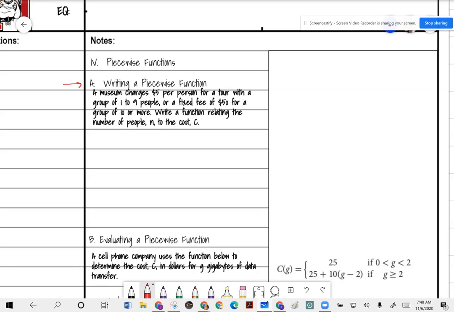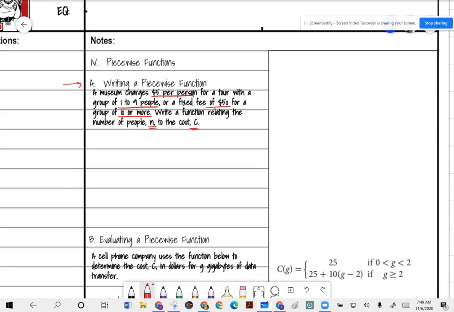A museum charges $5 a person for a tour with a group of 1 to 9 people. Or they have a fixed fee of $50 for a group of 10 or more. So they're kind of capping that amount of money. If you have 100 people, it's just going to be 50 bucks. But if you're between 1 and 9 people, then that's going to be $5 a person. So you are supposed to write a function relating the number of people in to the cost.